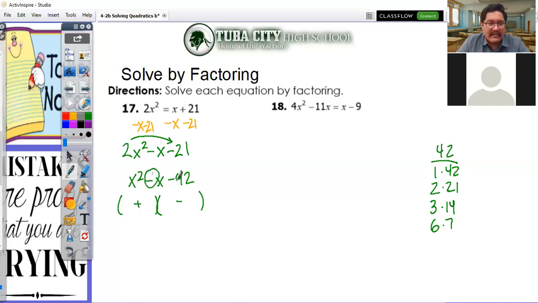Now, since I need a -1, this side is going to have to be slightly bigger. And again, check it at this step. Make sure you get 6 minus 7 is -1. Set it equal to 0. And I think we're actually kind of done with this one here.